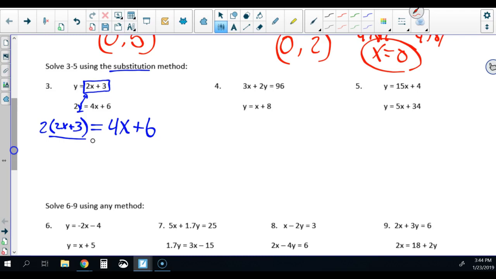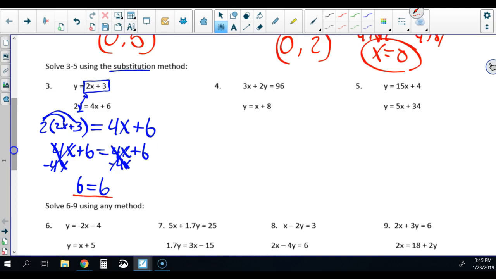So I can now solve for y, or solve for x. I've got a big equation with only x's in it. So distribute: 4x plus 6 equals 4x plus 6. All right, interesting looking, but if I now get the x's together on the same side by subtracting 4x, those cancel out, and 6 equals 6, which is always true. Since this is always true, we're going to have infinitely many solutions.